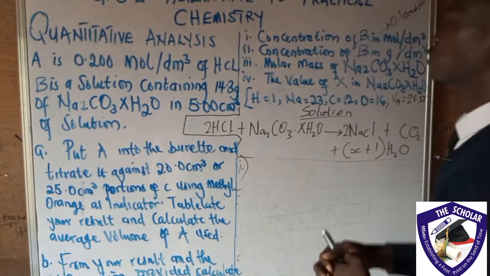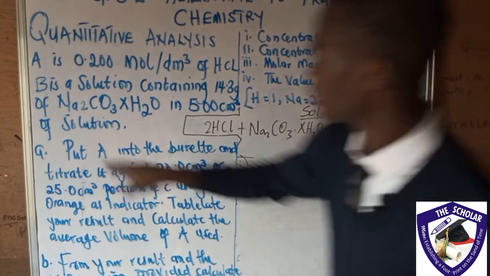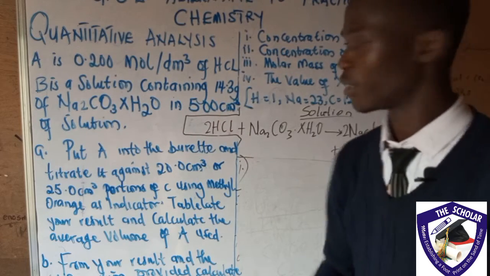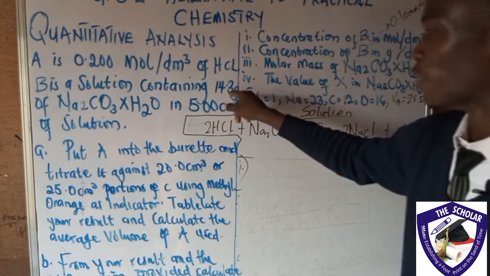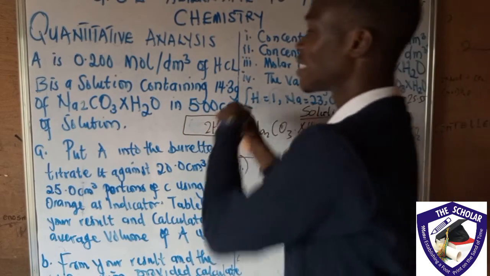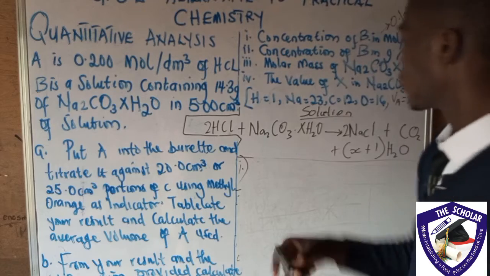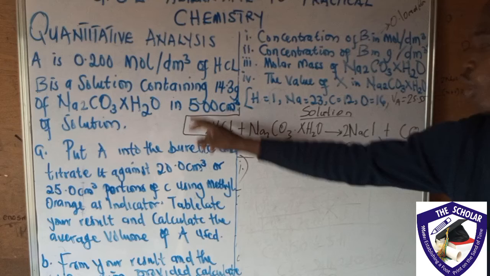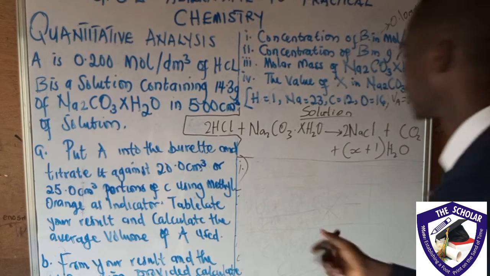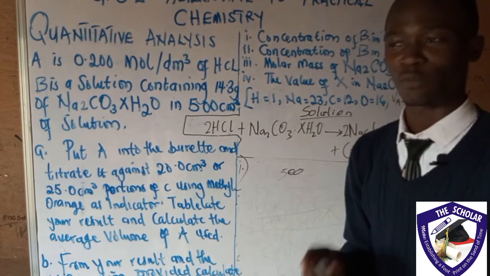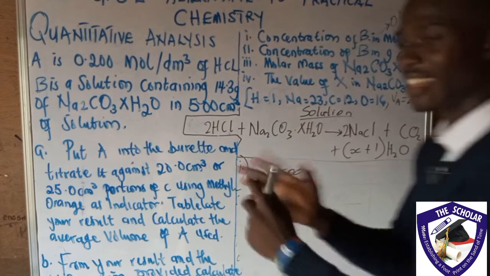Now in gram per dm cube, let's go back to the question. The question says B is a solution containing 14.3 gram of this. This is our B in 500 centimeter cube, which means we already have our gram, 14.3 gram, but it is in 500 centimeter cube. We need to change it to 1000 centimeter cube, which is the standard volume.